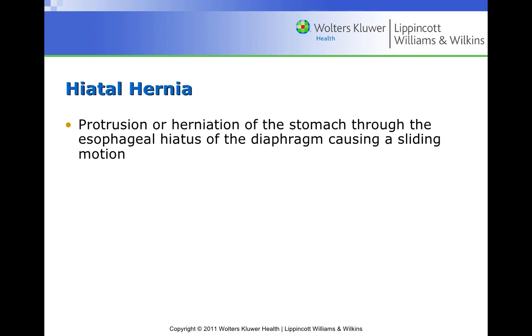Hiatal hernia is a protrusion of the stomach through the esophageal hiatus of the diaphragm in a sliding motion. Think of this as an internal hernia. You know how you have a hernia that protrudes out in the inguinal area? This is happening internally.